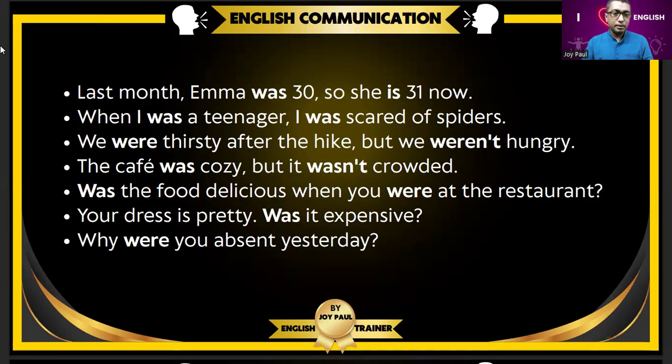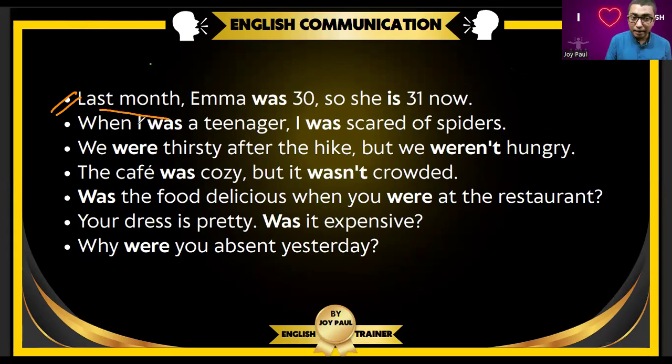Now, a few examples that I mentioned here. Last night, last month means past tense, past form. Last month, Emma was 30. She is 31 now. That means she is present 31 now. Last month, she was 30.